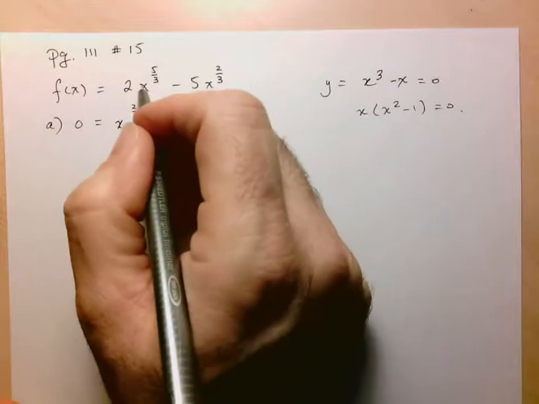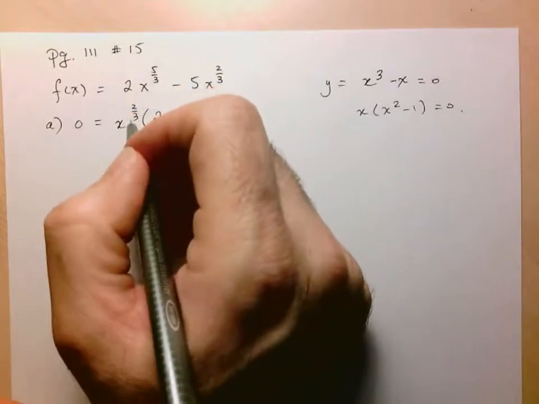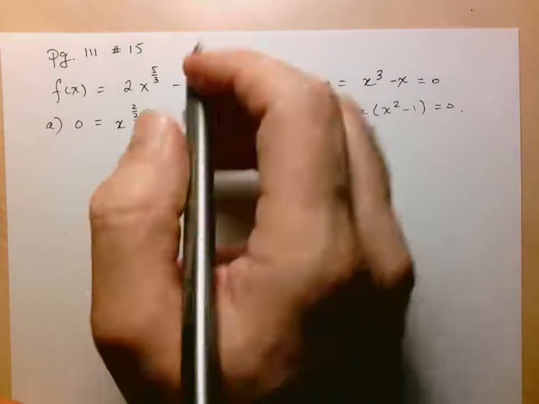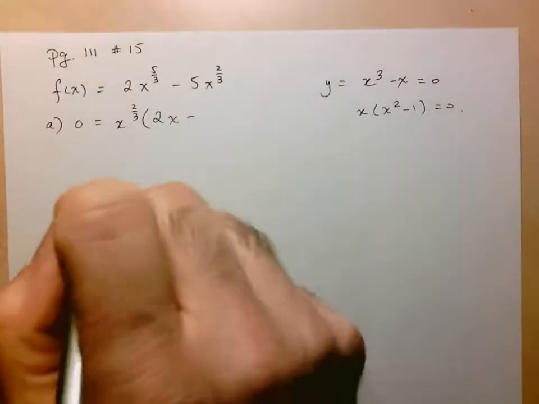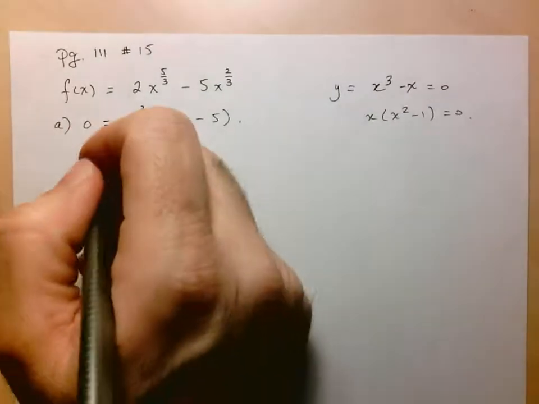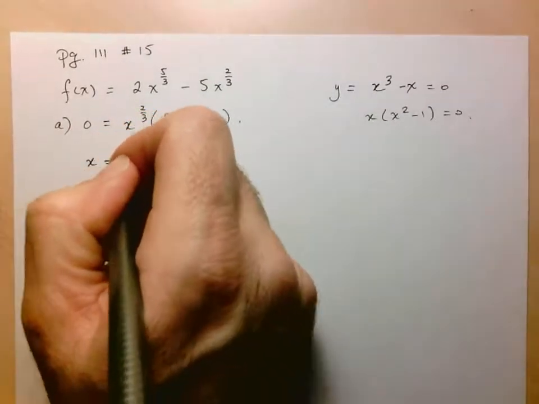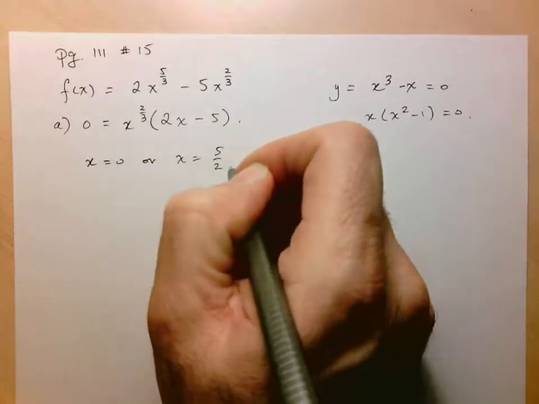So 2, and here we divide out x to the 5/3 by x to the 2/3, and we're left with x to the 3/3, which is just 1. So 2x minus, and we factored out the x to the 2/3, so minus 5. Okay, so from here we see that the function has x-intercepts at 0 and at x equals 5/2.